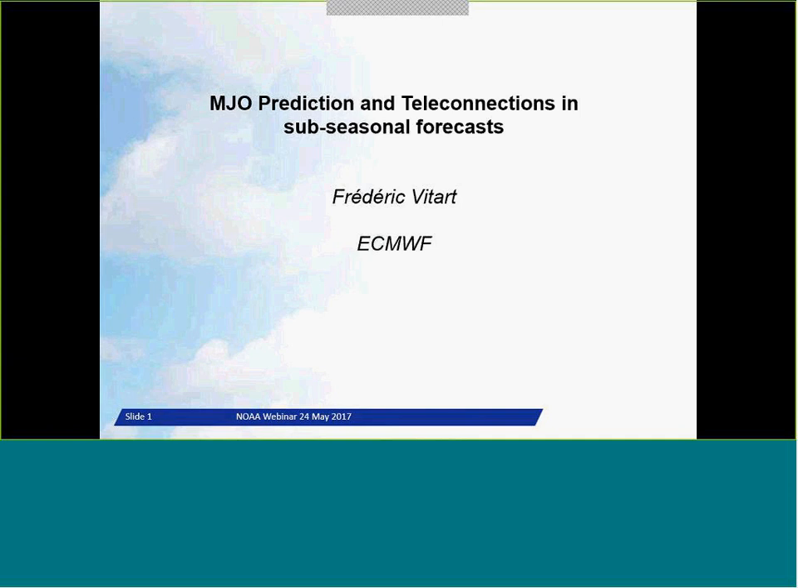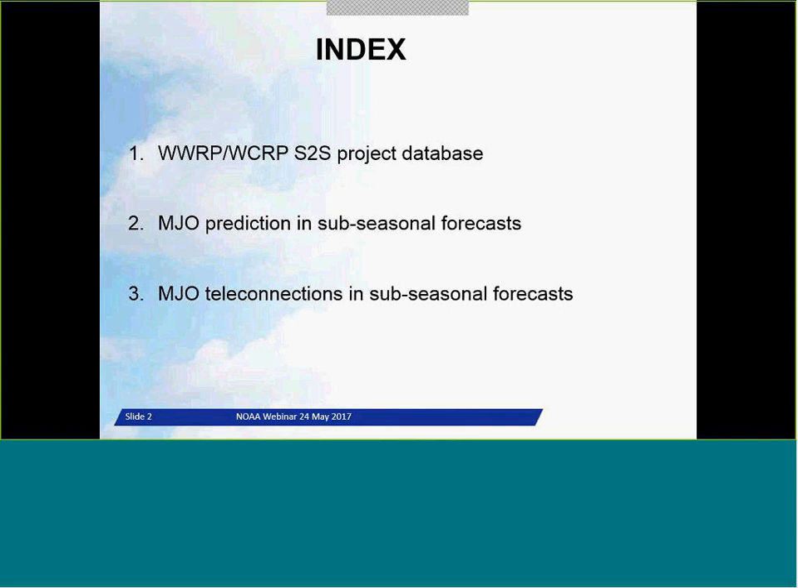So I will give a presentation on the MJO prediction and teleconnections in subseasonal forecasts. This presentation will have three main parts. The first part will be about the WWRP, WCRP, S2S project database, which was mentioned just now. The second part will be about the prediction of the MJO and an intercomparison of MJO prediction in the database of the S2S project. And the third part will be about the ability of those models to represent the MJO teleconnections in the extratropics. What I am talking about with teleconnections is mostly the link between the MJO and the NAO, so the tropical-extratropical interaction.